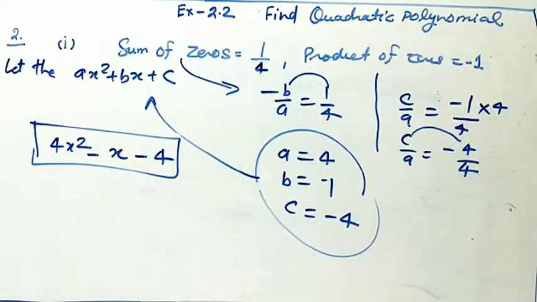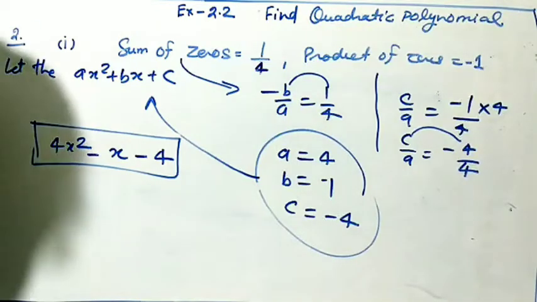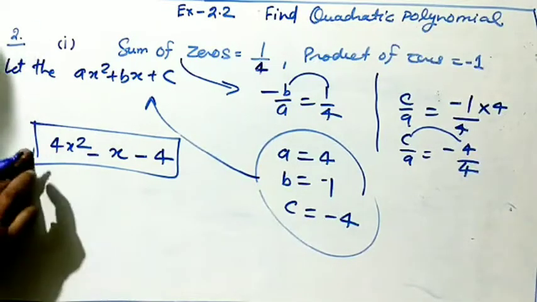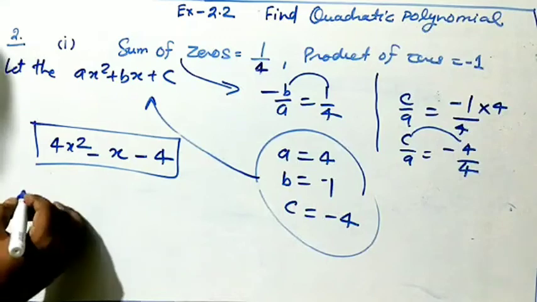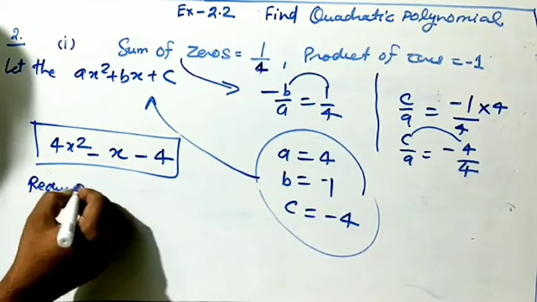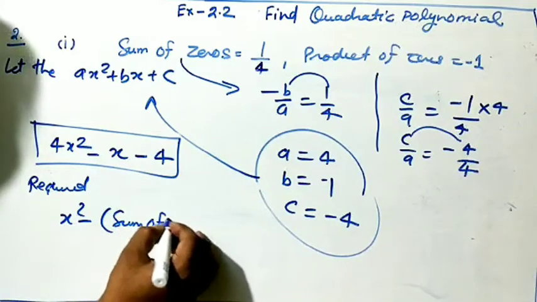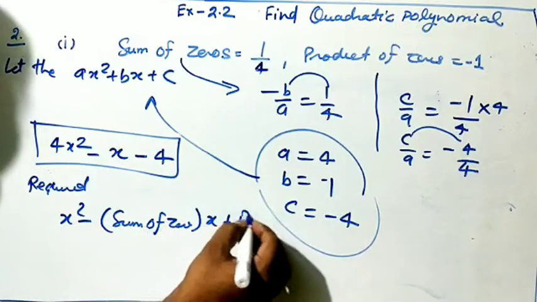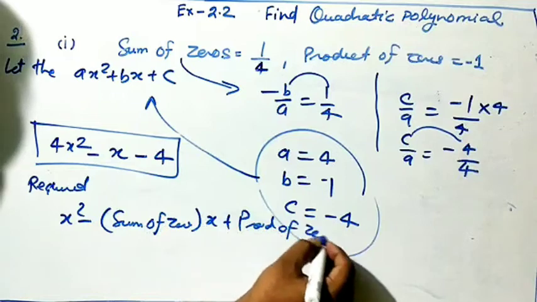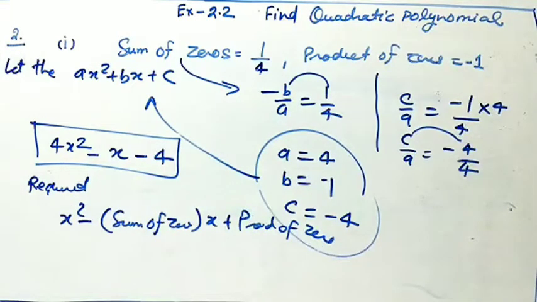Or the second method I have discussed in the previous lecture. So the required polynomial you can use directly: x square minus sum of zeros x plus product of zeros. You can use it directly and find the answer. Okay, now come to the next question.